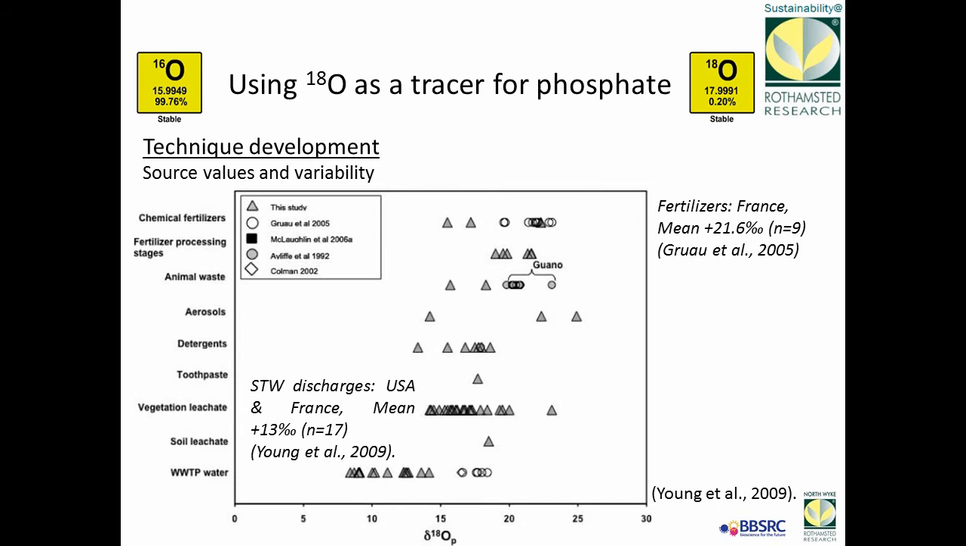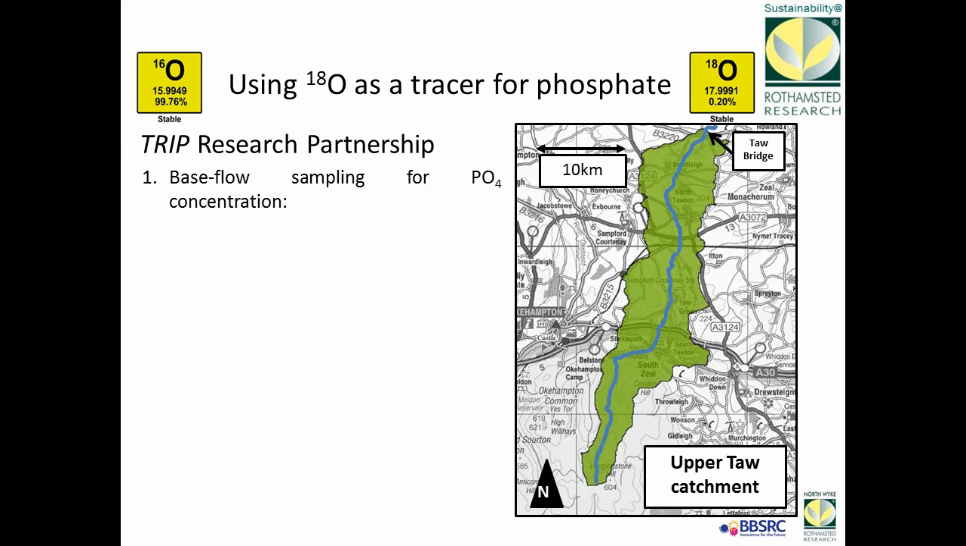As we just said, it's a relatively new technique. This is a graph summarising the 18O values for various sources globally in 2009. So that's all the information that was available in 2009 on what the ratio in different sources was. You can see there's not very much information. The wastewater treatment works down there have values ranging from about 8 to 20, whereas chemical fertilisers up here go from 15 to about 25.